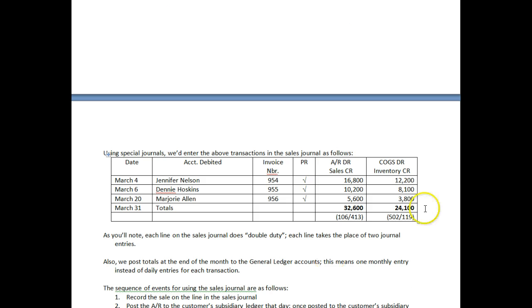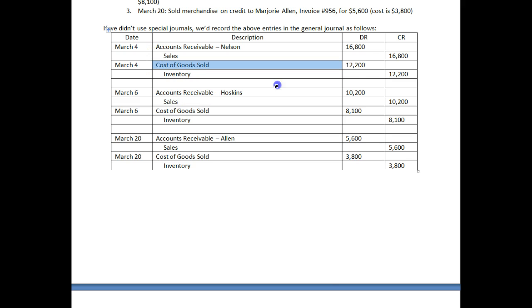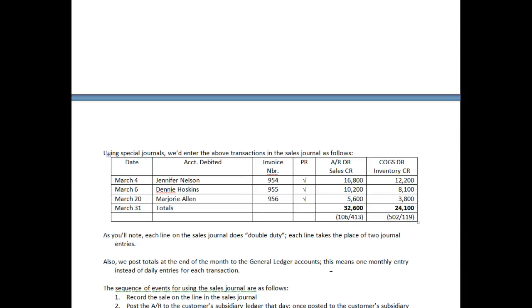Okay, and then down here we've got the same thing going on in this column. We've got cost of goods sold, debit, and inventory credit. This 12,200 is taking the place of these 2 entries up here. Okay, so it's a lot easier way to keep track of your transactions and to report them into your accounting system. You can see that we've got March 6th and March 20th. We're doing the same thing. We're recording the amount of the sales and the accounts receivable entry into one column, and the amount of cost of goods sold or inventory into another column. And we continue to do that for each transaction during the month.